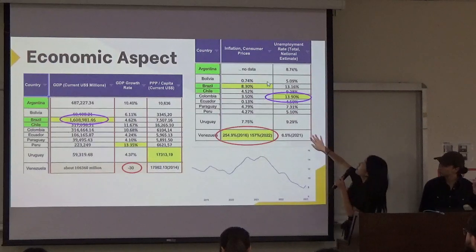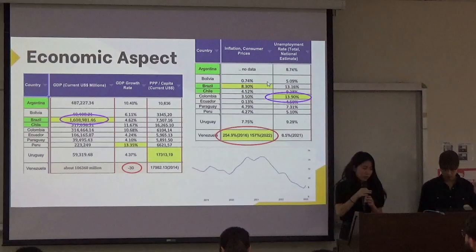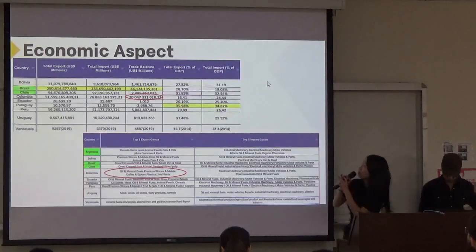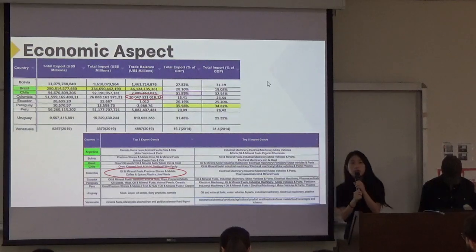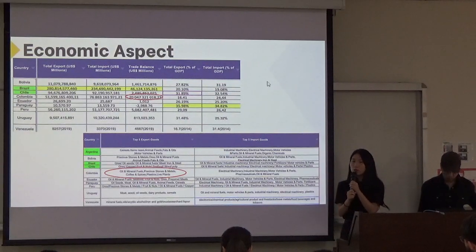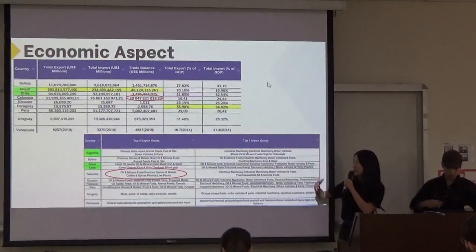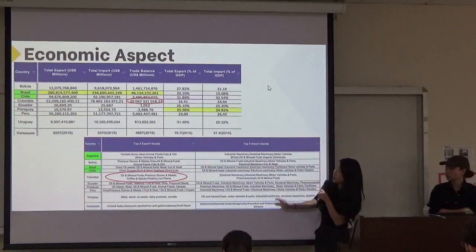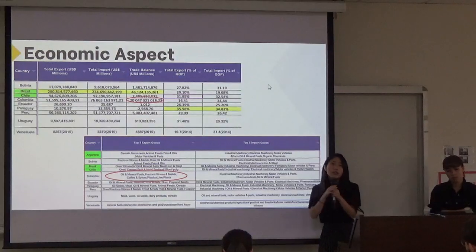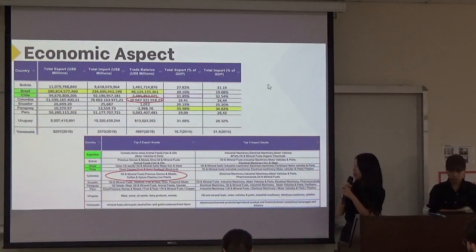And next, when we look at the unemployment rate, we can see that Colombia has the highest. And also, Colombia has a negative trade balance. This is because in 2019, the international oil price had a fluctuation, and one of the main trading goods of Colombia is oil. So this had an impact on their international trading.